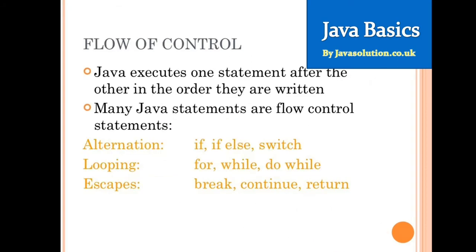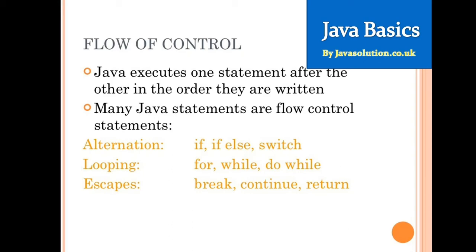Flow of control in Java. Java executes one statement after the other in the order they are written. So many Java statements are flow control statements. Flow control means they will be executed as they are defined, right?